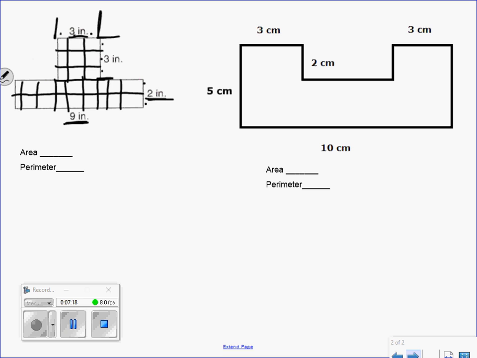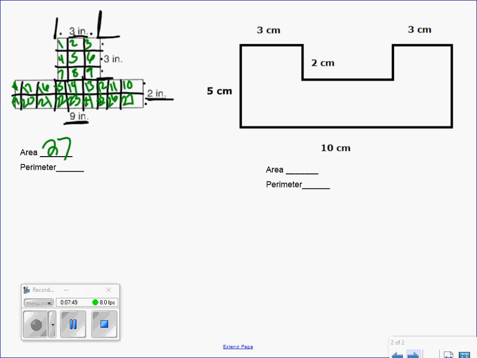Now I can find the area and the perimeter of this shape fairly easy. Counting the boxes: 1, 2, 3, and so on up to 27. So the area is 27.